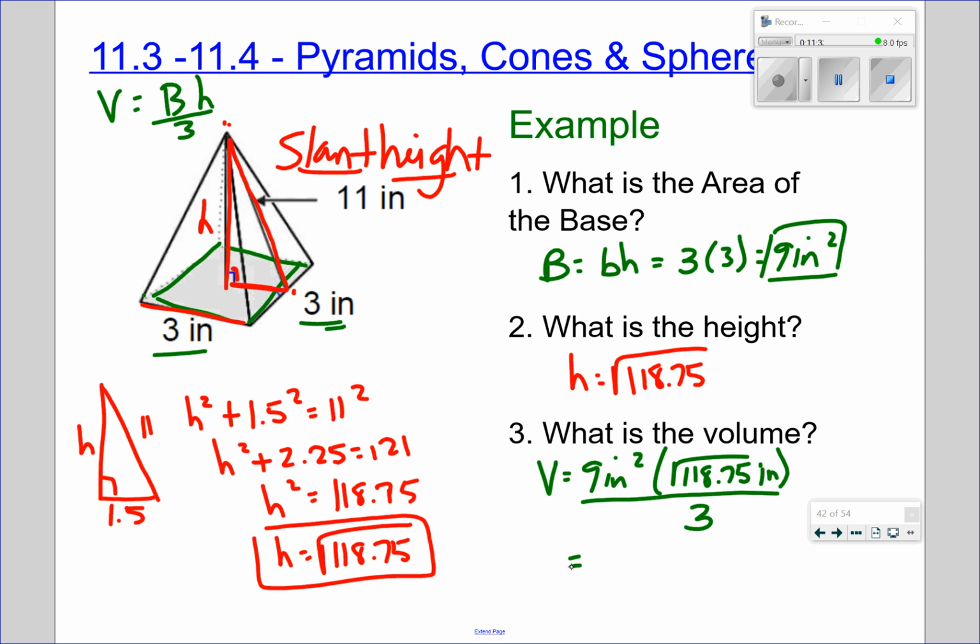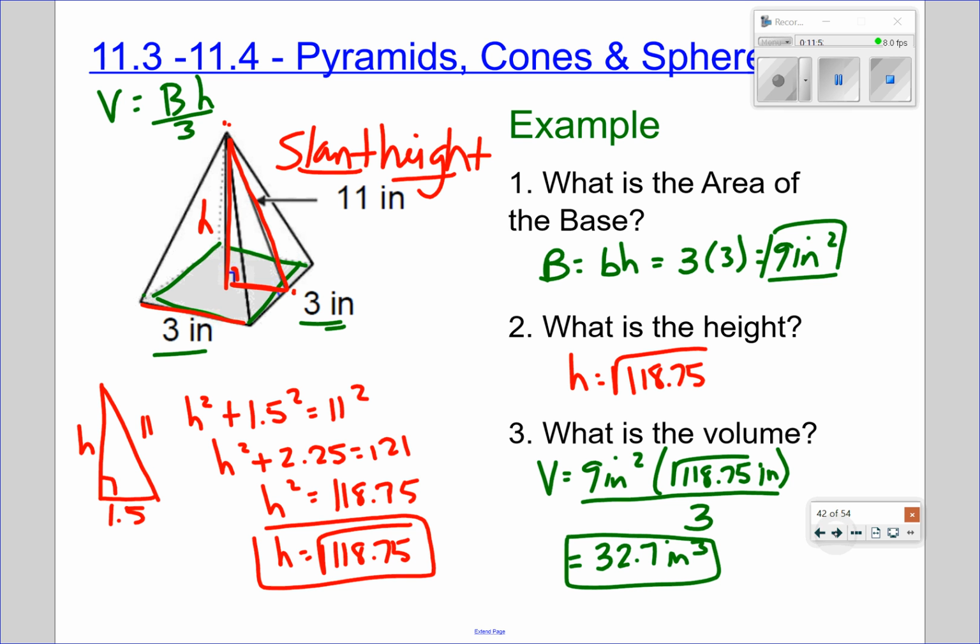So go ahead and put that into your calculator, see what you get. I believe you should get 32.7, and this would be cubic inches. Make sure you are doing the calculator work with me so that you understand how to put it into your calculator.